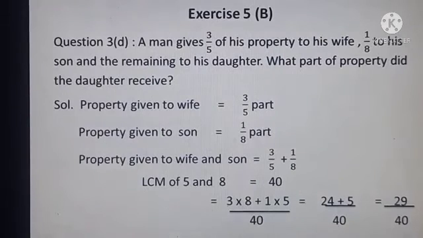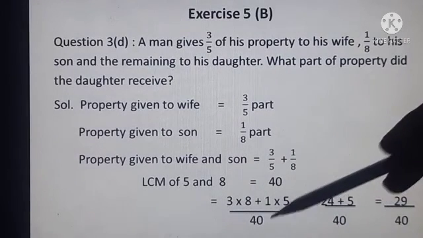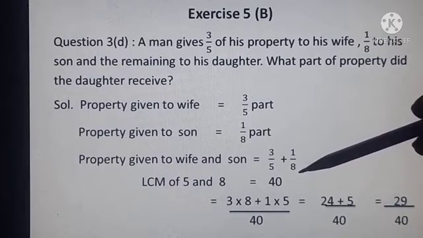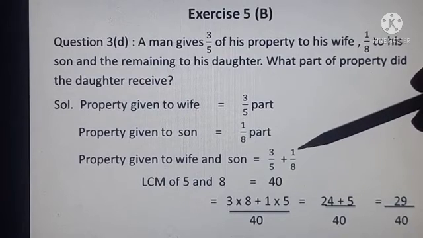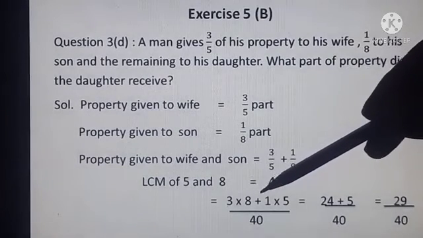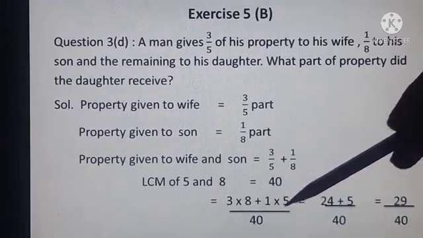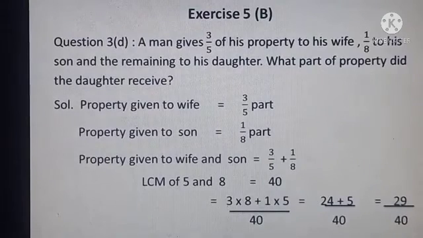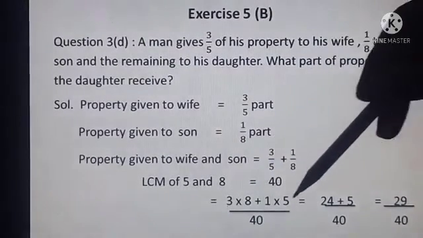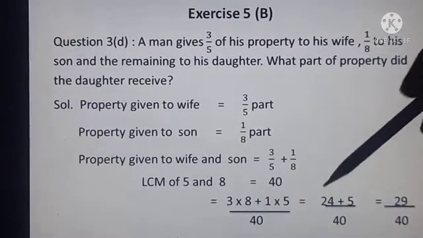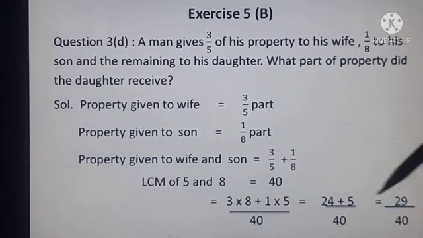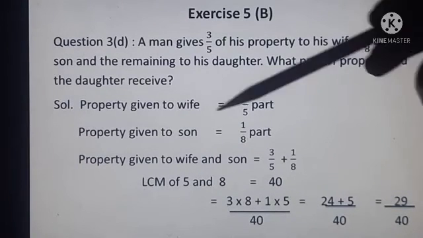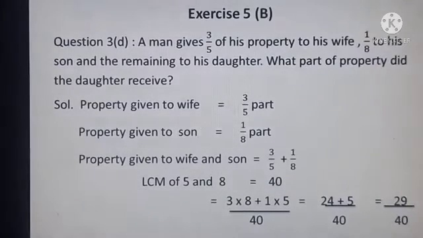Denominator को denominator से ही divide करना है, right? Now 40 divided by 8. 8 5s are 40. So 5 will be multiplied with numerator that is 1. So 3 into 8 plus 1 into 5 upon 40. Right? 8 3s are 24. 5 1s are 5. 24 plus 5 is 29. Denominator will be same everywhere, 40. So the property that is given to wife and son is 29/40 part.